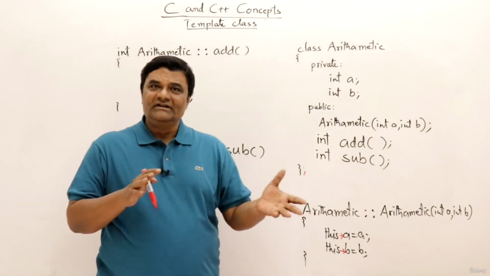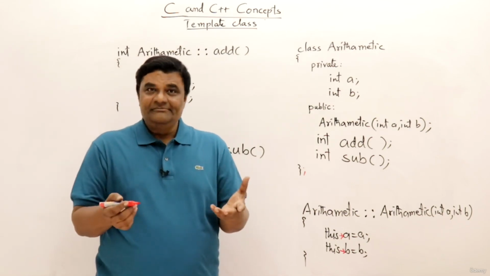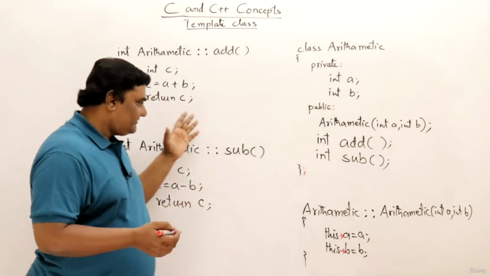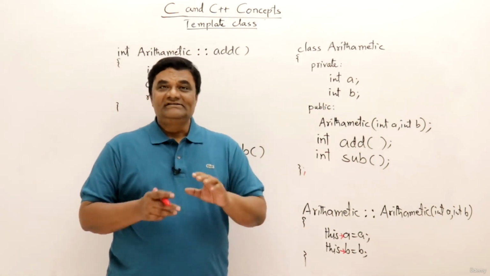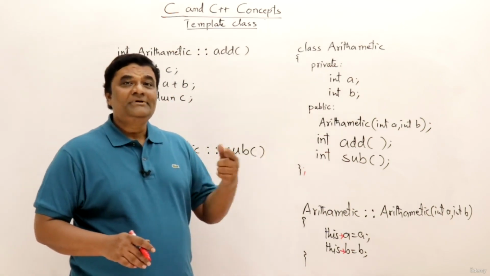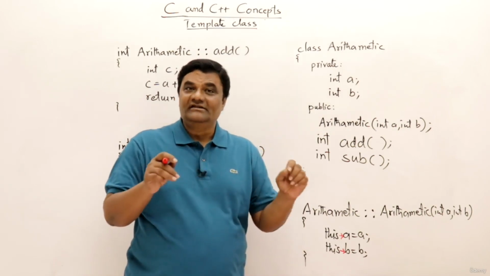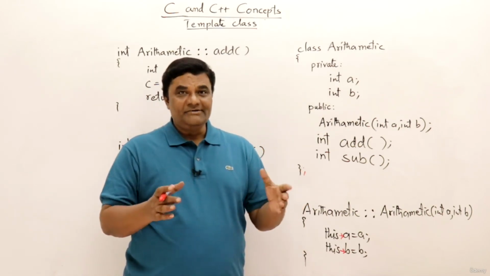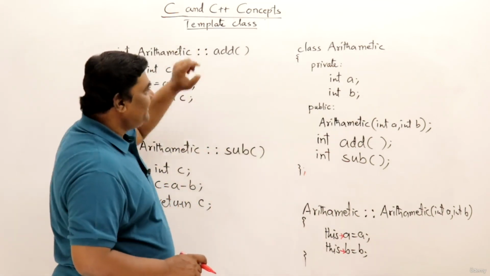So shall I write two different classes just for a change of data type? Though the operations are same, we will be performing the same thing for addition and subtraction. Shall I write another class? No. C++ says that you can use the same class for multiple data types. At a time you can use only one data type. So it works for any type of data. So for any type of data, it is called a generic class, and that is defined as a template.